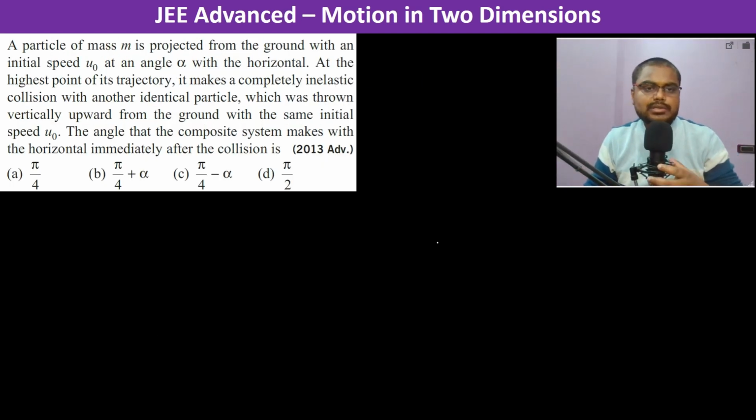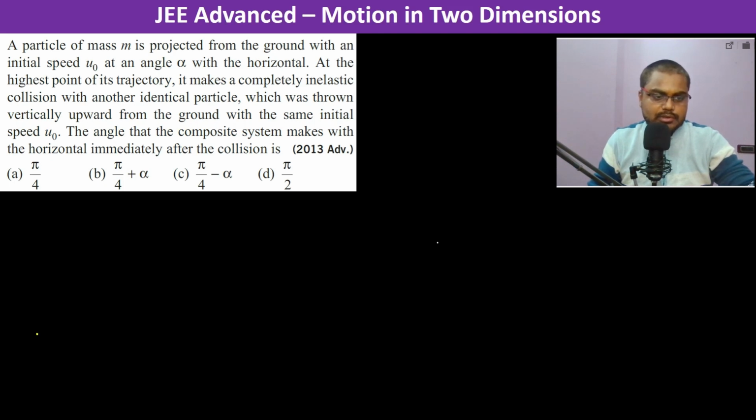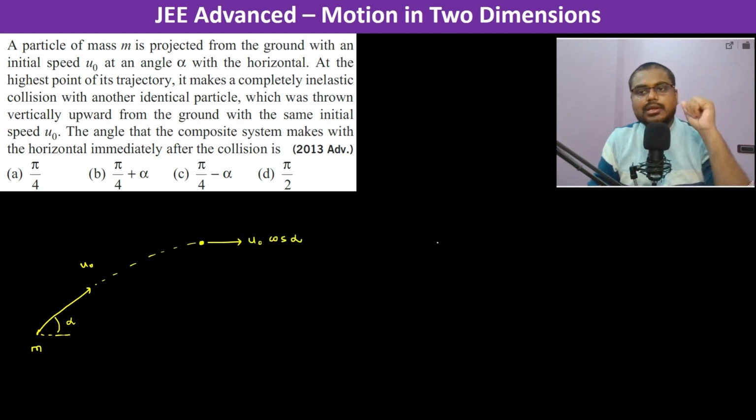A particle of mass m is projected from the ground with an initial speed u naught, at an angle alpha with the horizontal. At the highest point of its trajectory, its velocity is u naught cos alpha, because the vertical velocity has become 0. That's why it's the highest point.